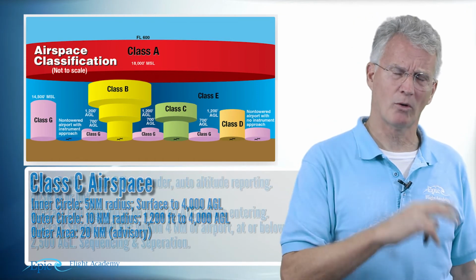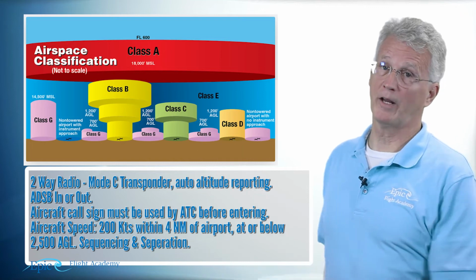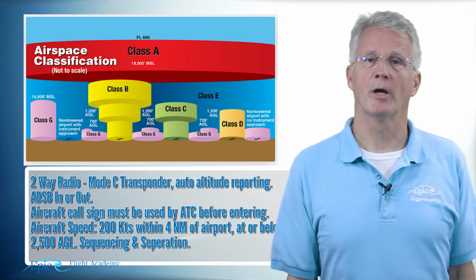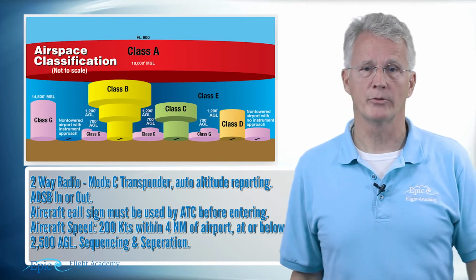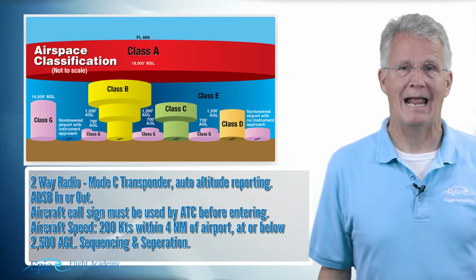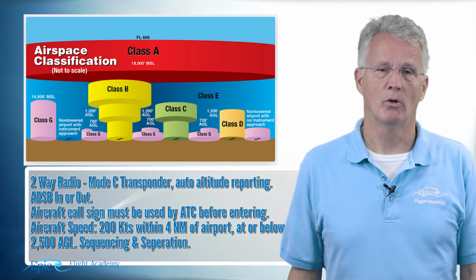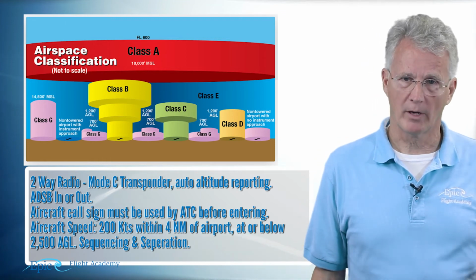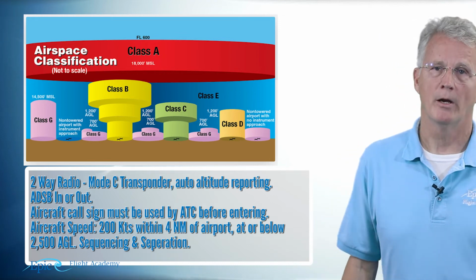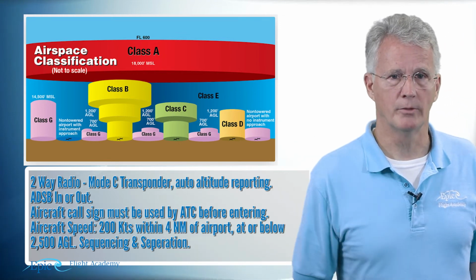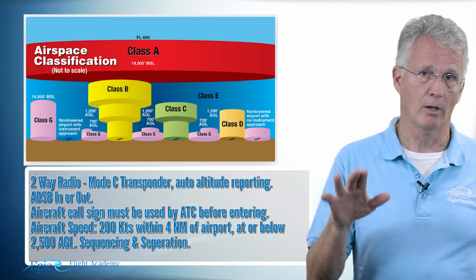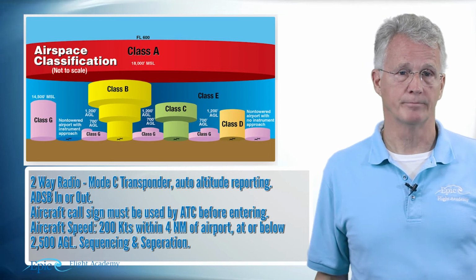So that's dimensions. How about requirements? Requirements to fly into Charlie airspace. Two-way radio communication. Remember, we just talked about that. They have to refer to you by your call sign. And Mode C transponder with automatic altitude reporting and ADS-B in or out. The aircraft call sign must be used by ATC or you may not enter. Aircraft speed is limited to 200 knots within 4 nautical miles of the airport at or below 2,500 feet.